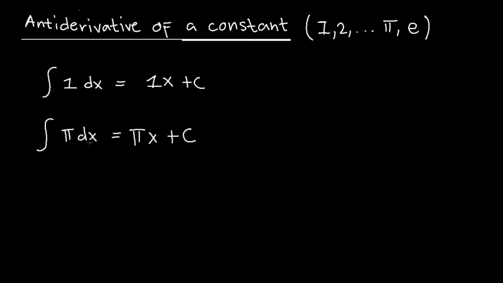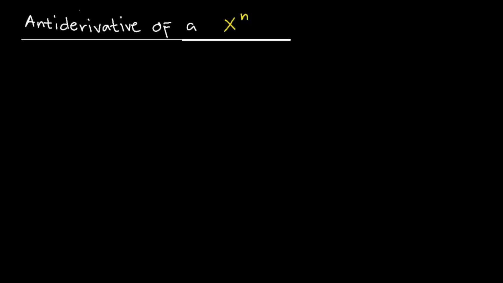But take note that this x can be another variable. For example, the antiderivative of 5 dy or dz. The antiderivative of that is basically 5z plus c. So it's not always x. It can be other letters.